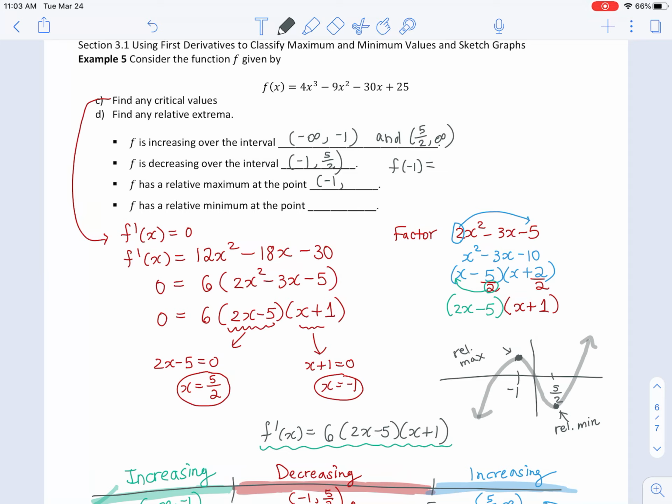It came out to be 42. That comes out to be 42. So the y value is 42. And the relative minimum point, remember, it was 5 over 2 for the x value. So what you're going to have to do is find f of 5 over 2.